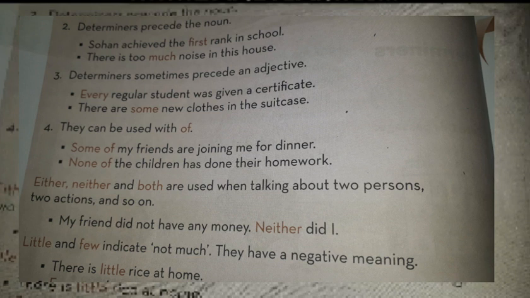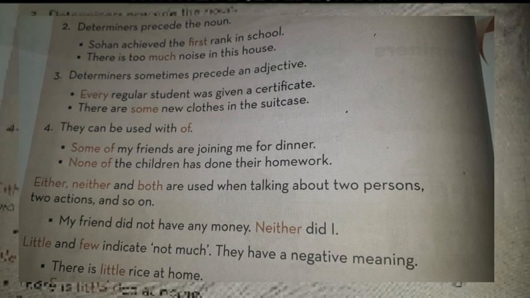Determiners sometimes precede an adjective. See, every regular student. Regular is your adjective. So determiners precede an adjective. There are some new clothes in the suitcase. New is your adjective, and here it is some new clothes. So that precedes an adjective. They can be used with of. See, some of my friends, none of my friends, all of my friends, like this.